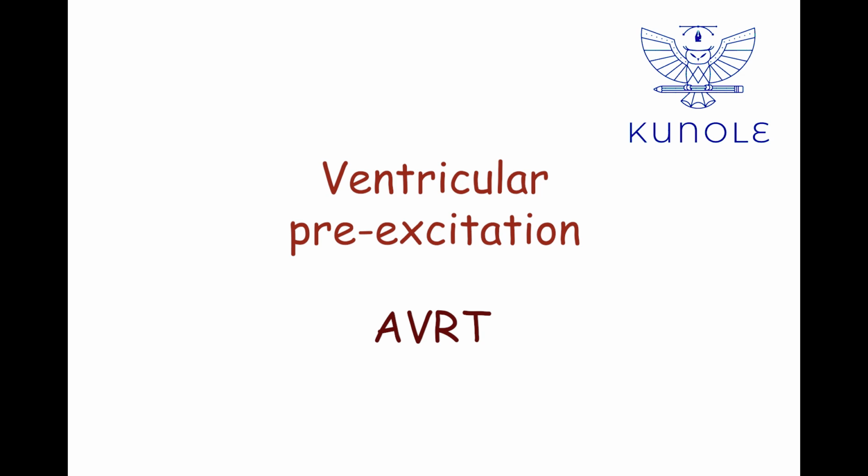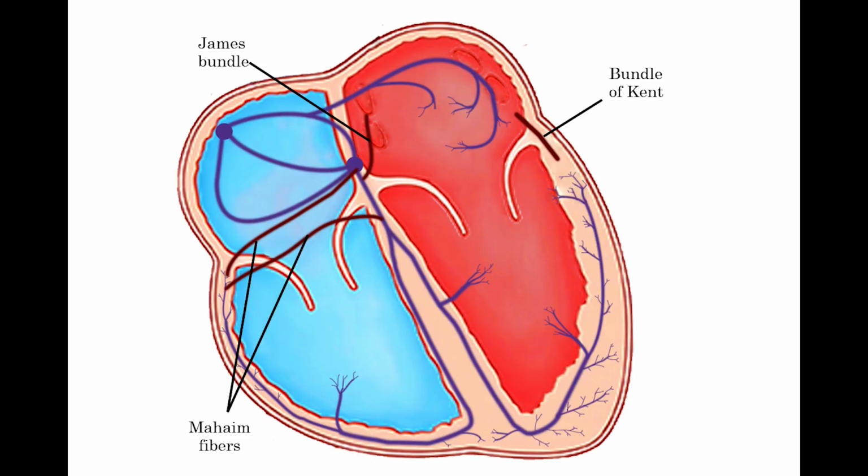In this video we will talk about ventricular pre-excitation and atrioventricular reentrant tachycardia. Ventricular pre-excitation refers to the presence of an accessory pathway which takes part in the premature depolarization of the part of ventricles. There are three types of conduction pathways: a bundle of Kent, between atria and ventricles, James bundle, between atria and a bundle of His, and Mahaim fibers, between atria or atrioventricular node and right bundle branch.